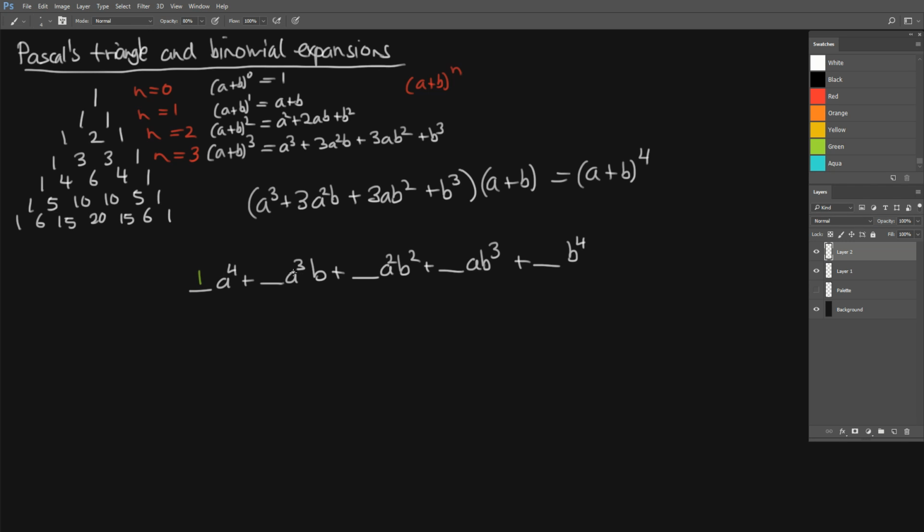Now let's look at our a cubed b. There are actually two ways to get an a cubed b out of this. We can get this 3a squared b and multiply it by a. So that will give us 3 a cubed b's, but we can also get this a cubed and multiply it by b. So that will also give us an extra a cubed b. So 3 plus 1 is 4. And over on Pascal's triangle, 3 plus 1 is 4.